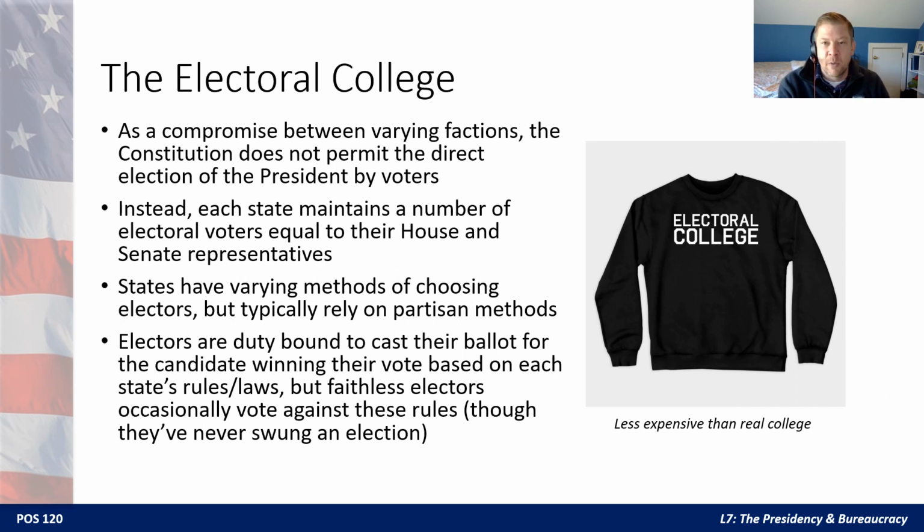There were a lot of different compromises that were reached. One of those compromises is that the Constitution does not permit the direct election of presidents by voters. So we don't technically elect the president of the United States directly. Instead, each state maintains a number of electoral votes equal to their House and Senate representatives. States have various methods of choosing electors, but typically rely on partisan methods. Whoever's in charge of the legislature will choose the electors. These electors are duty bound to cast their ballot for the candidate who wins the vote in that state based on the various state rules.